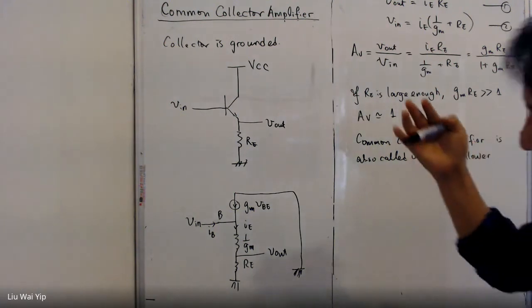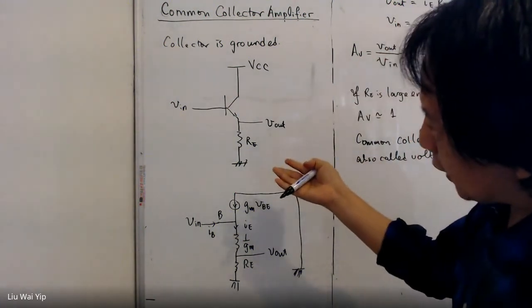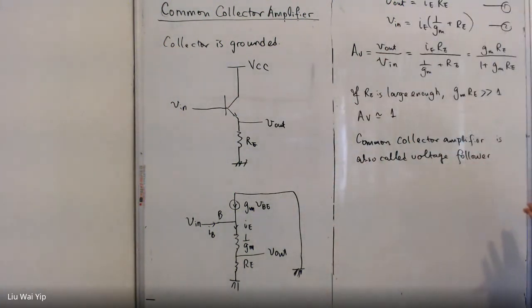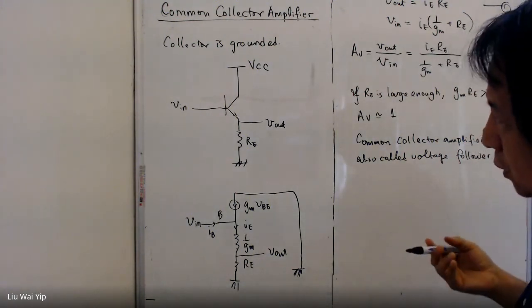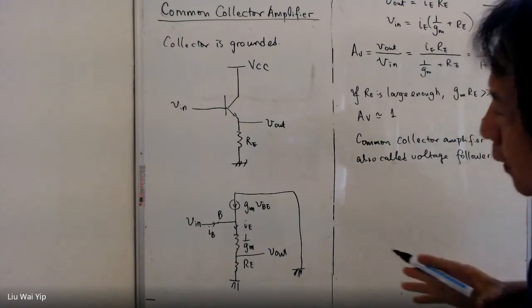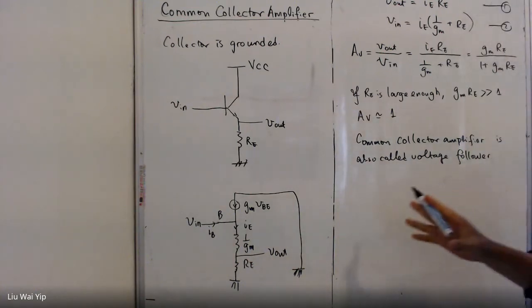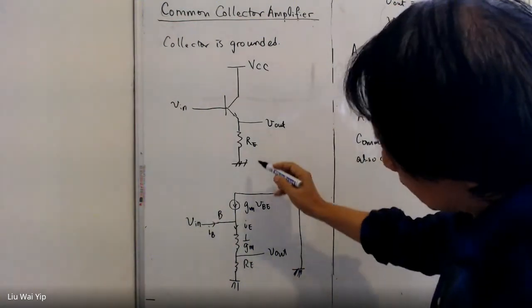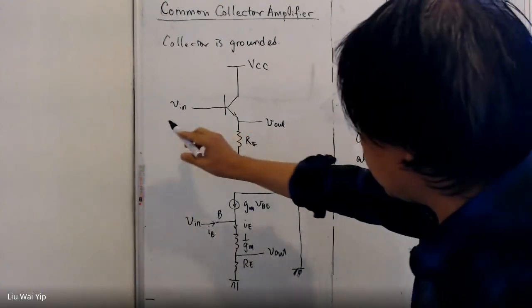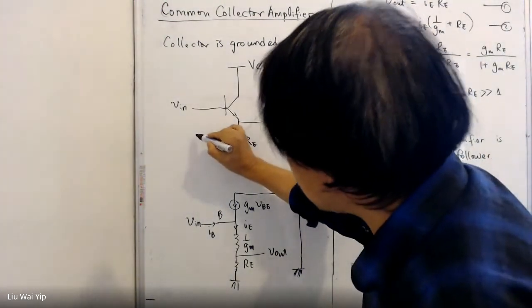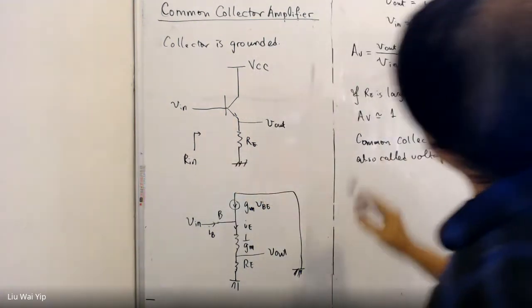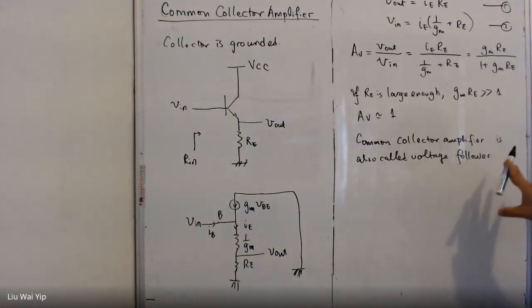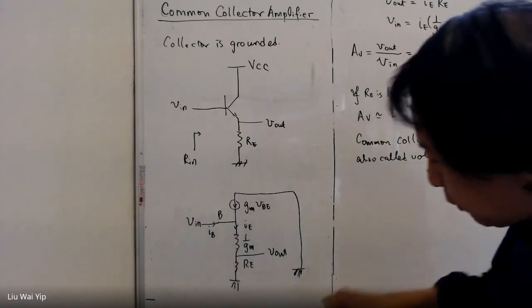But then there must be some justification. If it is just a voltage follower, then there is no use at all. But hang on a minute, I'm going to show you. The beauty of this circuit is the input resistance is very high. Now, starting from here, I'm going to work out the input resistance.